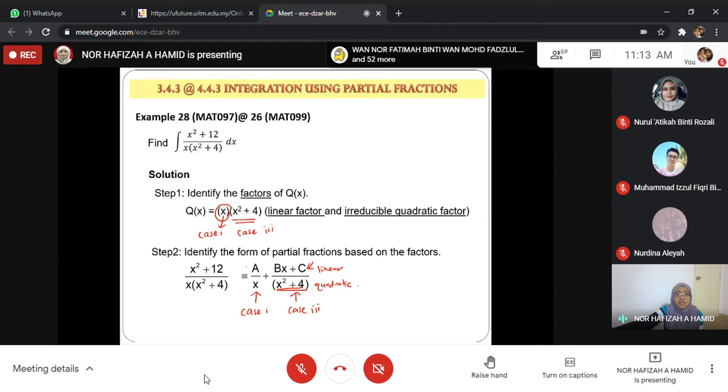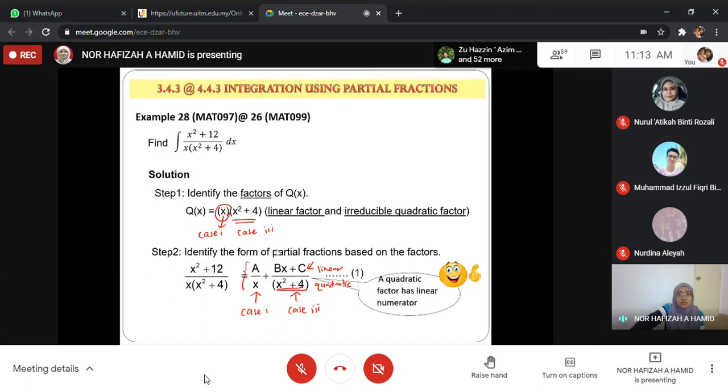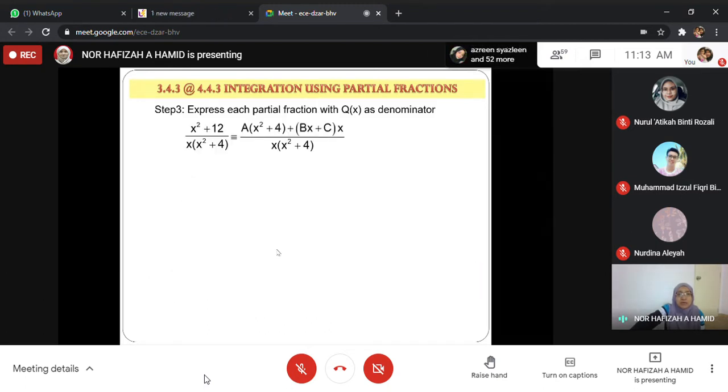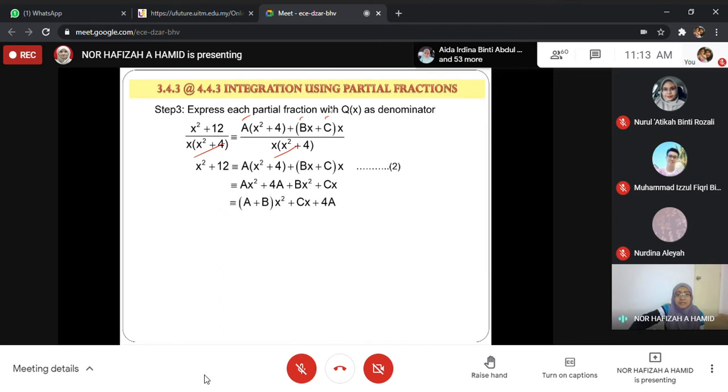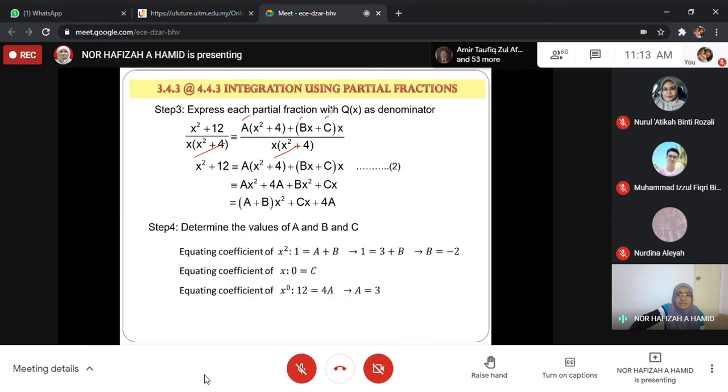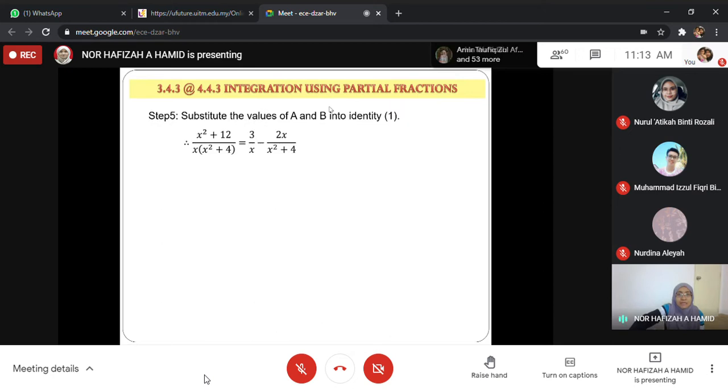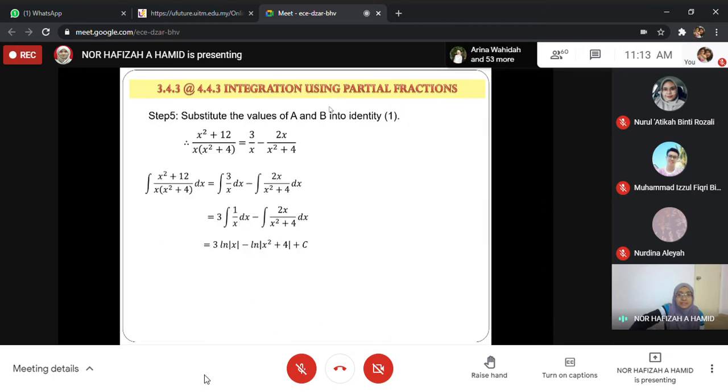Okay, so you have determined the partial fraction, next you can solve. Solve it the same as usual, like case 1 and case 2. You must equate the denominators, then you cancel the denominator and then you need to solve for A, B and C. So in this example, we solve using comparing coefficients. A is 3, C is 0, B is negative 2. Okay, and substitute the values, then we can integrate.